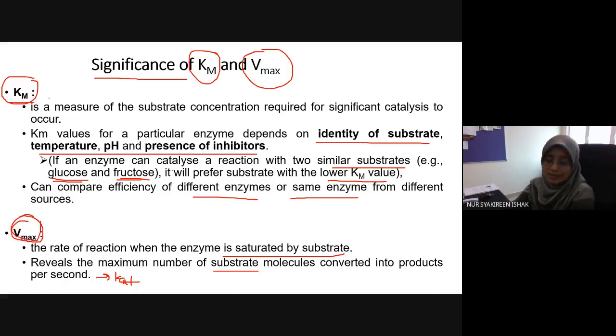Km value supaya boleh tahu mana substrate yang ada lagi banyak, mana substrate yang ada low Km value, so that more product will be produced because the enzyme has higher affinity for the substrate. Daripada Vmax, awak boleh tahu Kcat value, okay? Berapa banyak substrate ataupun berapa jumlah maksimum substrate yang akan ditukarkan kepada produk per unit of time, okay?